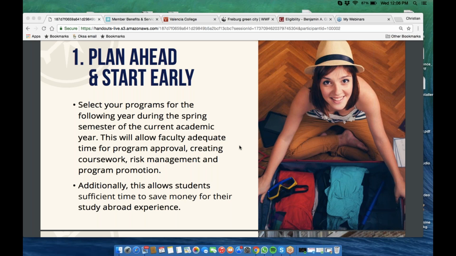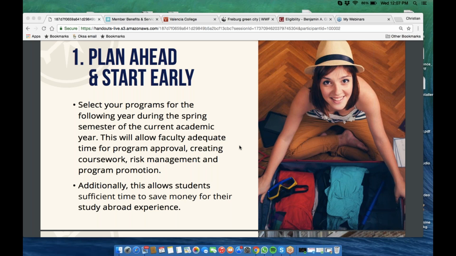This is going to do 2 things. It's going to allow you more time to have the programs approved, go through any kind of the risk management processes you have to make sure that the programs are satisfying all of the course requirements, and climb the ladder through all the necessary administrators to make sure that the programs are approved and your students can go abroad. Additionally, by starting early, it's going to allow the students more time to save up for the destination, and it allows you the opportunity to let the spring students know about the programs that are taking place the following year.